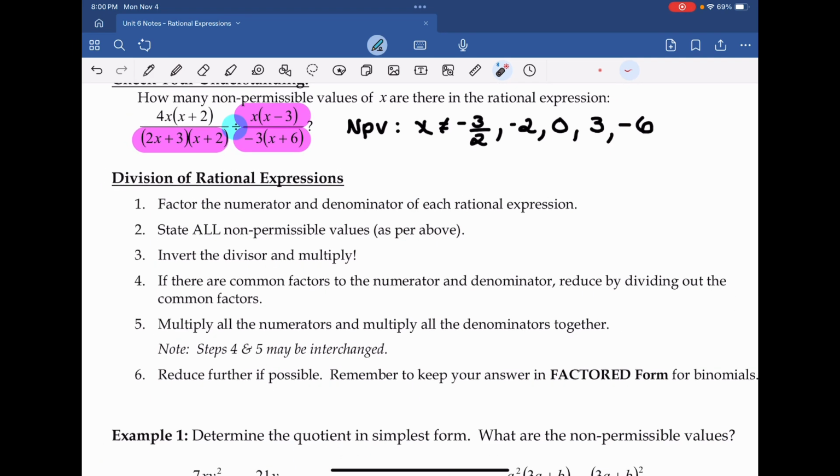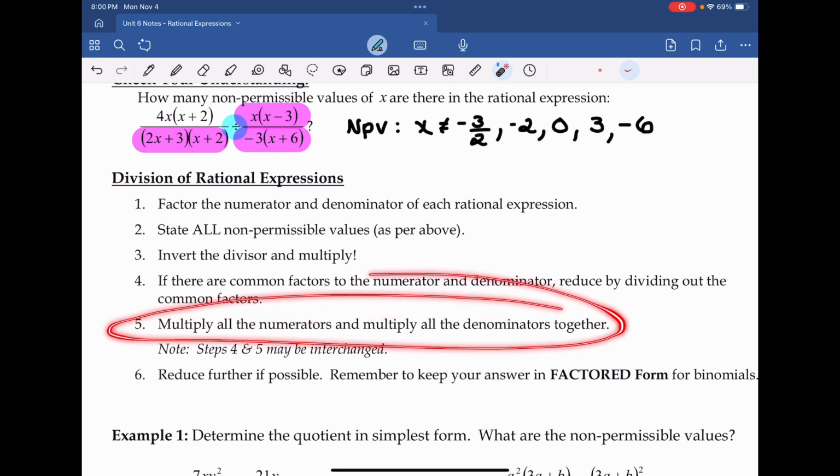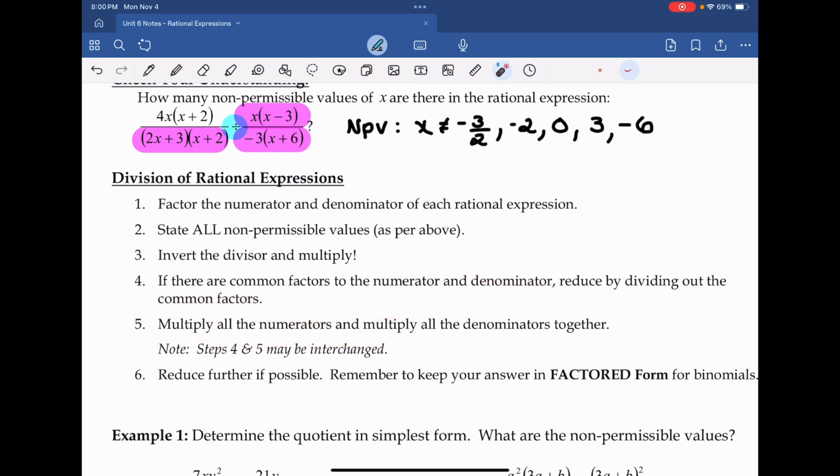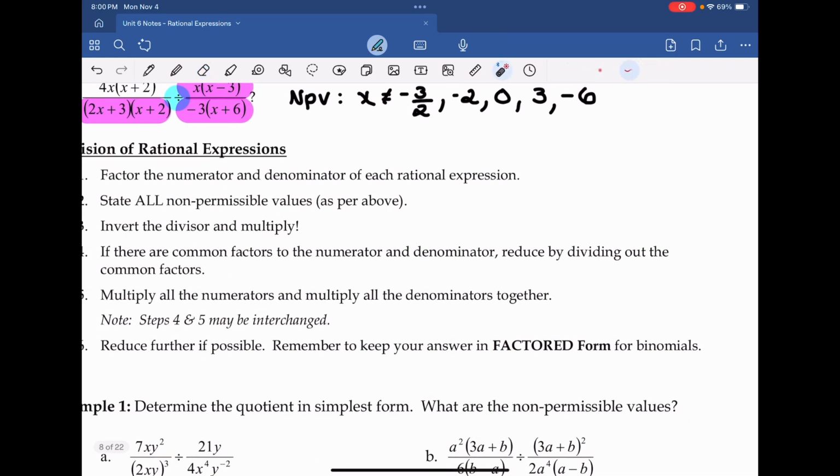And then if there's any common factors and we've stated out our NPVs, we can then reduce. And then lastly, just multiply and bring the terms together from the numerator to numerator, denominator to denominator. And if possible, then just factor further or reduce further from there. And again, keep our answer in the factored form for binomials. The reason is because when we look at our answer, we want it to be looking at it from the idea that this was its fully simplified form where everything was canceled nicely.